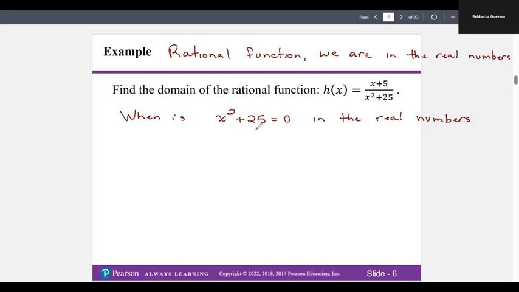So when is x squared plus 25 equal to 0? Let's look at that. If I try to get x squared alone, I have to subtract 25. So x squared is equal to negative 25. If we try to figure out what x is, it's plus or minus the square root of negative 25, which in the real numbers is undefined. We cannot take a square root of a negative in the real numbers. So that's undefined, meaning there is no solution to this.